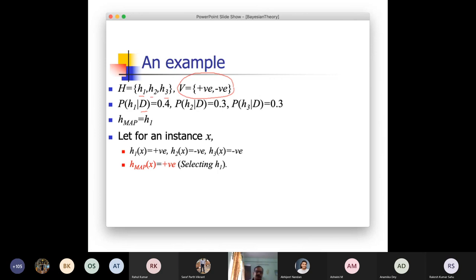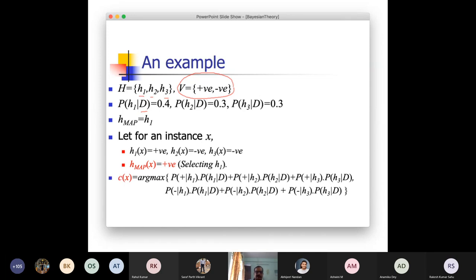Okay? So in this case, as you see, if I consider the HMAP approach or MAP approach, then we are selecting H1, and naturally the label of this instance is positive. This is the Bayesian inference on this particular set. But what is the decision of the optimal classifier? There we can see what is the probability of being positive given H1. So first we will be considering the probability of label positive for the optimal classifier.